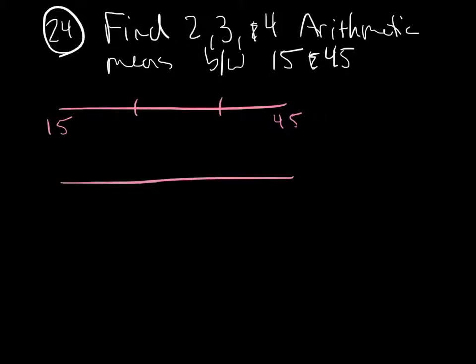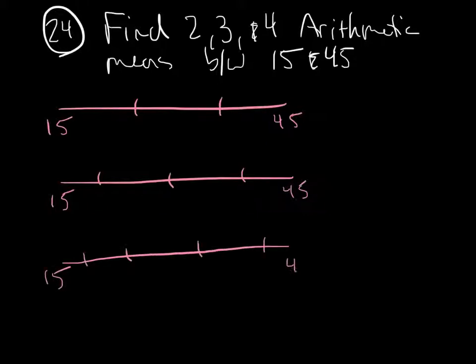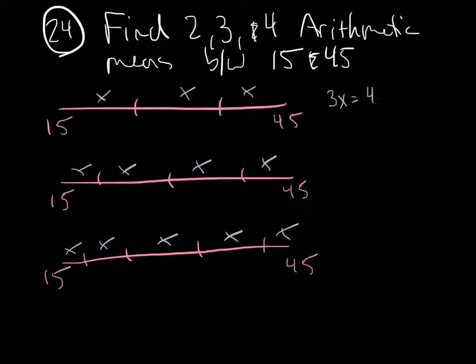Or if I do the same thing to get 3, 15, and 45, or even the same thing to get 4, 15, and 45. Now remember, when you're doing this, these are all the same values. So I can find the distance between them easier than I can find the values. All I've got to do is say 3x is equal to 45 minus 15, or 3x is equal to 30, which tells me x is equal to 10. So that makes that 25 and 35.